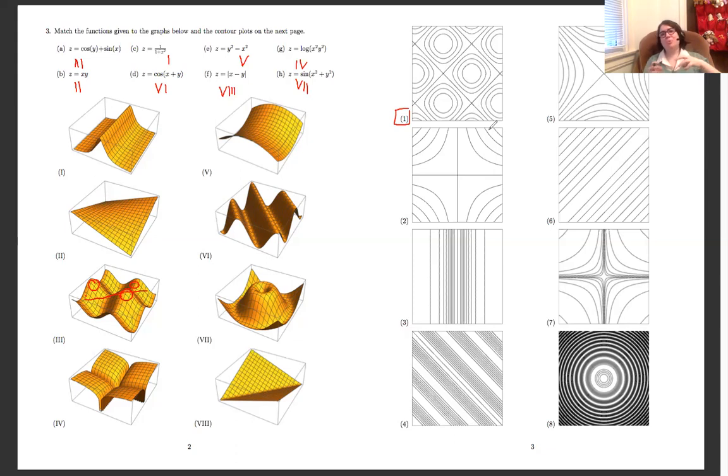There are these weird square shapes that I am very ready to believe is what happens when you take arc cosine of sine or something like that. So I'm going to say this is 3, and it's also contour plot 1.